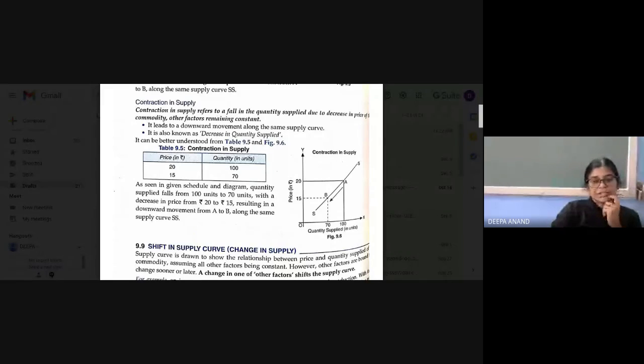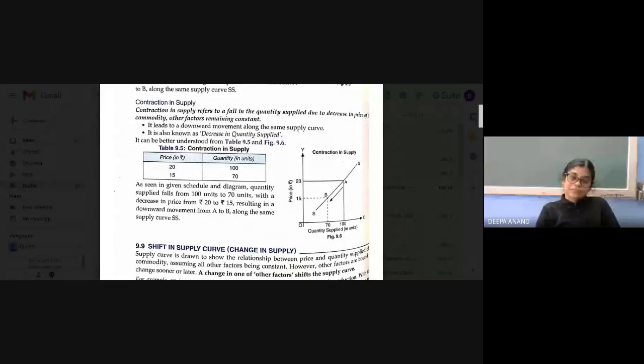We will move to the next shift. Shift in supply curve. You know how the shift happens? Because if you know shift in demand curve, you can say what is shift in supply curve. What is the reason for shift in supply curve, and what is shift in supply curve? Try. You know the answer.